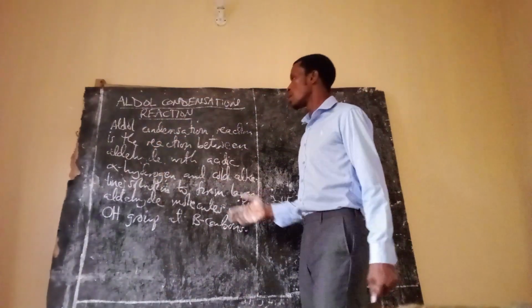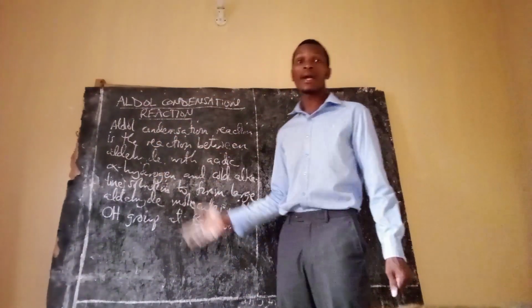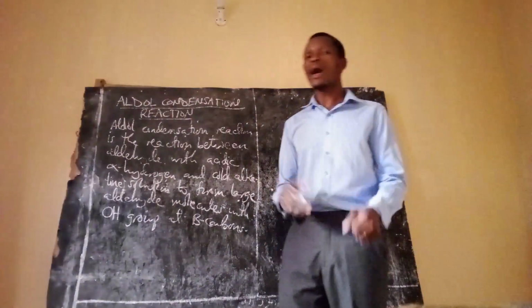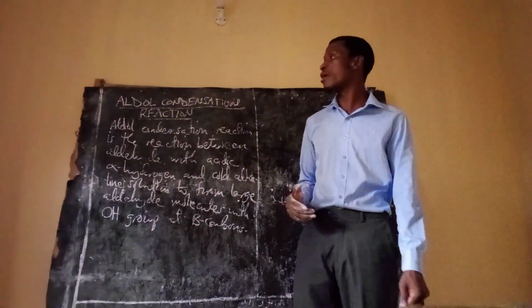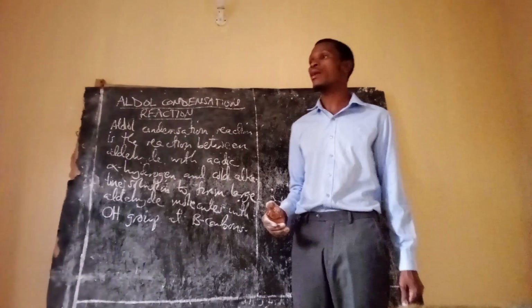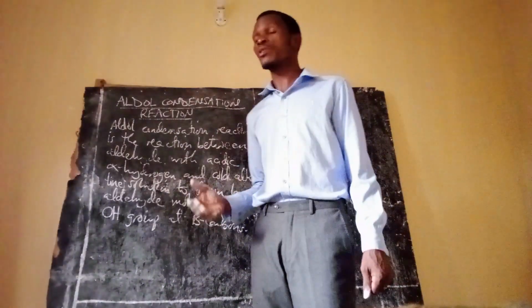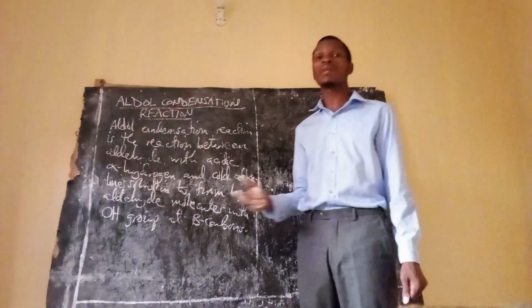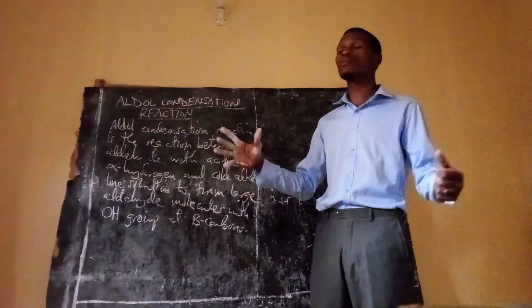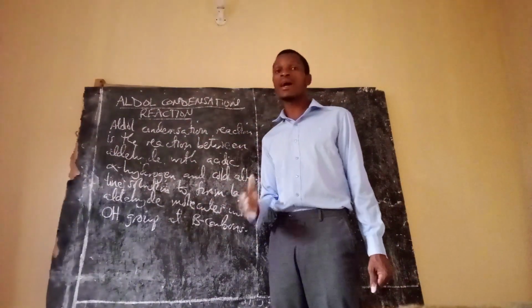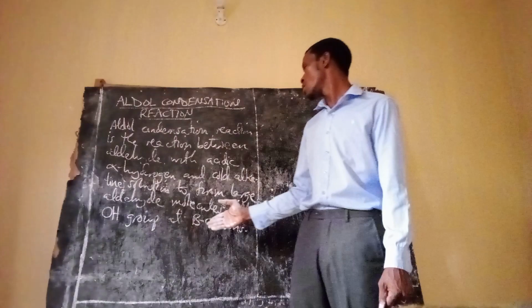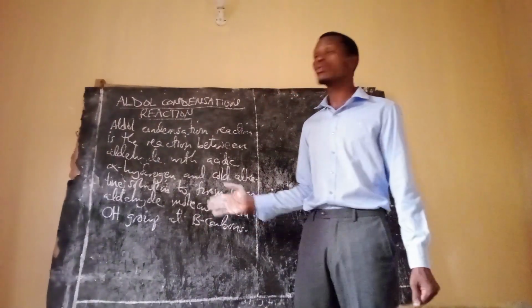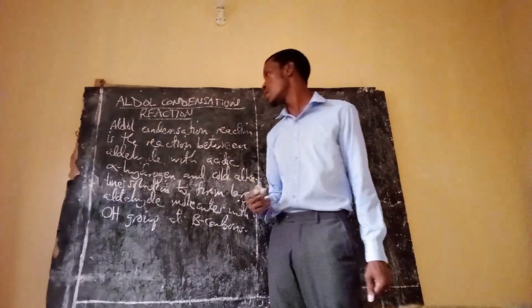Aldol condensation reaction is the reaction between an aldehyde and an aldehyde with acidic alpha hydrogen in cold alkaline solution, for example sodium hydroxide or potassium hydroxide, to form a larger molecule of aldehyde having an OH group at the beta carbon. This chemical reaction occurs in two steps.